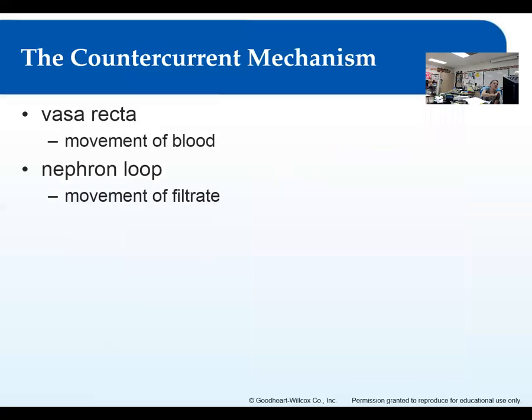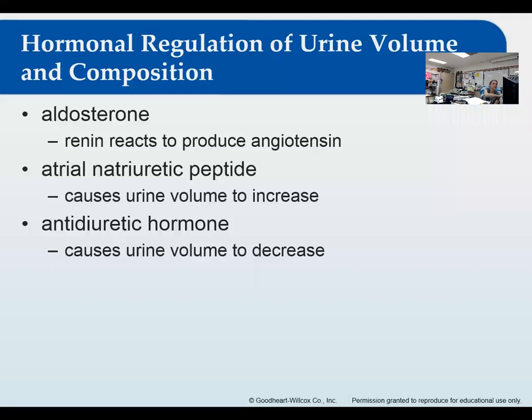All right, let's look at hormonal control of urine volume. We've got three main hormones here that really work to control urine volume. It says by the time the filtrate reaches the distal convoluted tubule, about 80% of the water and 90% of the sodium and chloride that have entered the glomerular capsular space have been reabsorbed. Most of it gets reabsorbed.